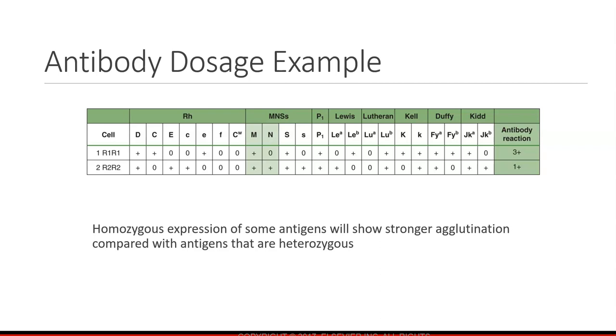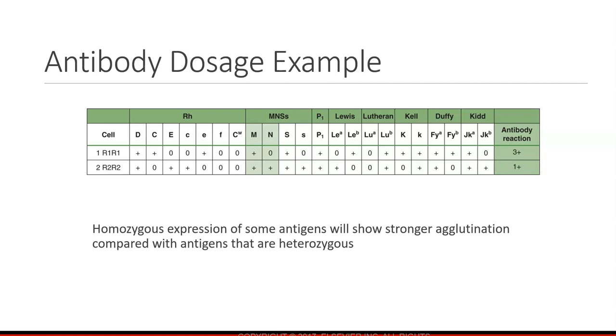So if you look at the green shaded in the middle under the MNS column, which is a blood group system, and then you go all the way to the right, you see that the antibody reaction with an M positive, N negative cell is 3+. That's a homozygous cell for M. It has a double dose of the M antigen. How do I know that? Because it's negative for N.